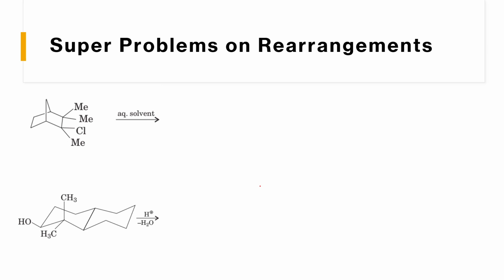So the first set of problems are these. You have a bicyclo compound and it is being treated with an aqueous solvent, and you can see a Cl which is present over here. Now please try and understand that to solve this question you need to understand that this compound looks very much like a camphene hydrochloride. इसको हम बोलते हैं camphene hydrochloride.